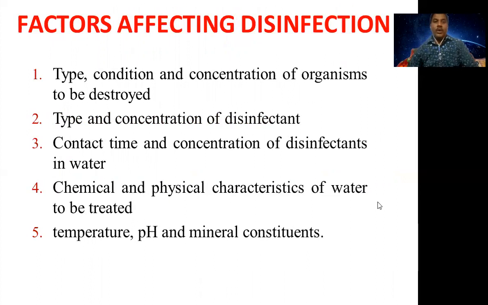Next, what are the different factors affecting disinfection? Number one, type, condition, and concentration of the organisms to be destroyed. Type and concentration of the disinfectant, contact time and concentration of the disinfectant in water, chemical and physical characteristics of the water to be treated, temperature, pH, and mineral constituents.